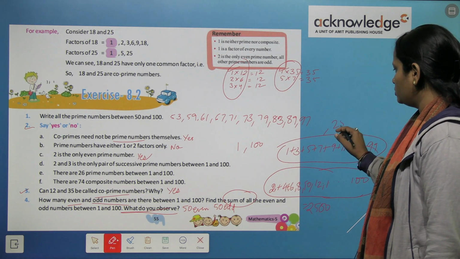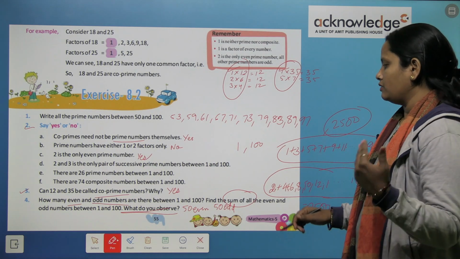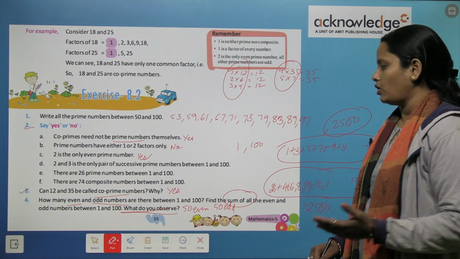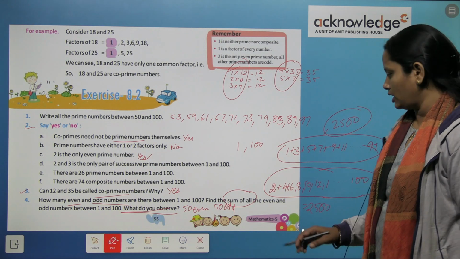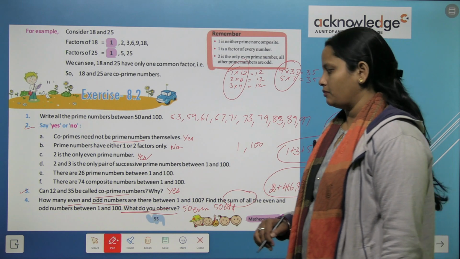आंसर आएगा 2500, which means कि जितने भी इवन नंबर्स हैं 1 to 100 है, जितने भी ऑड नंबर्स हैं 1 to 100, अगर हम उन्हें ऐड करते हैं तो दोनों का जो टोटल है दिस विल बी द सेम.